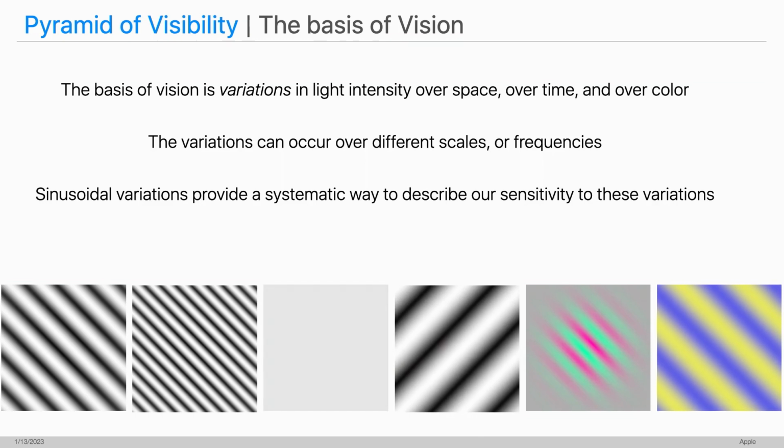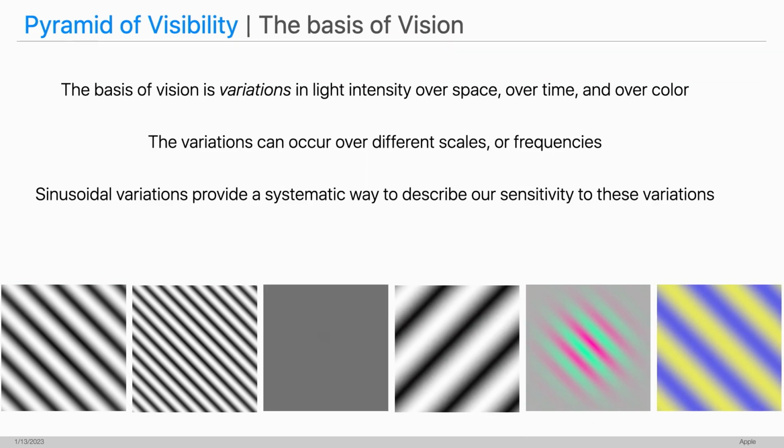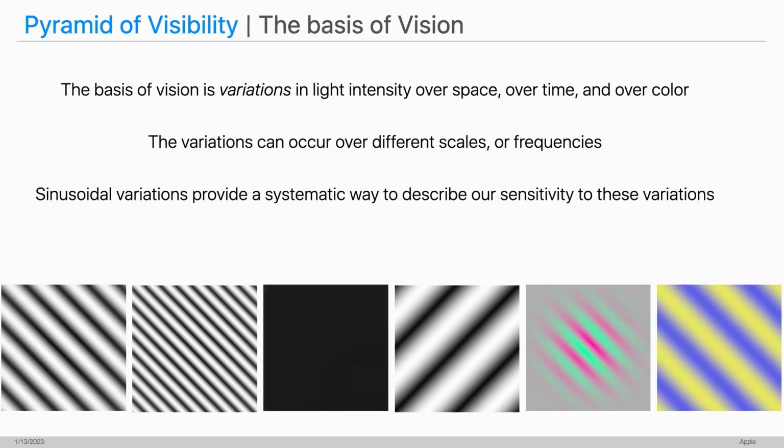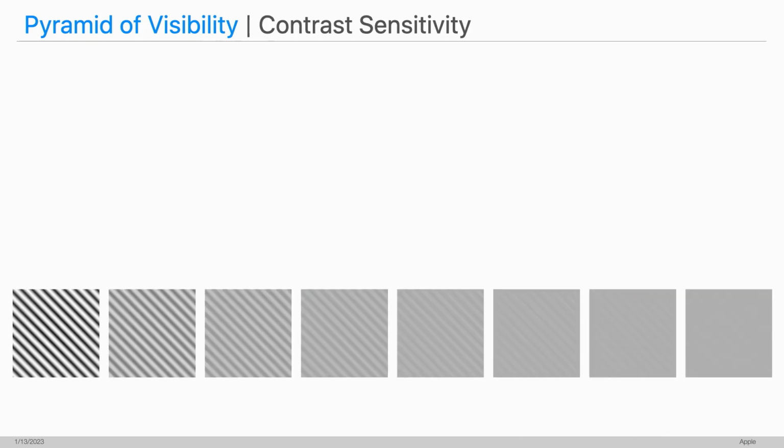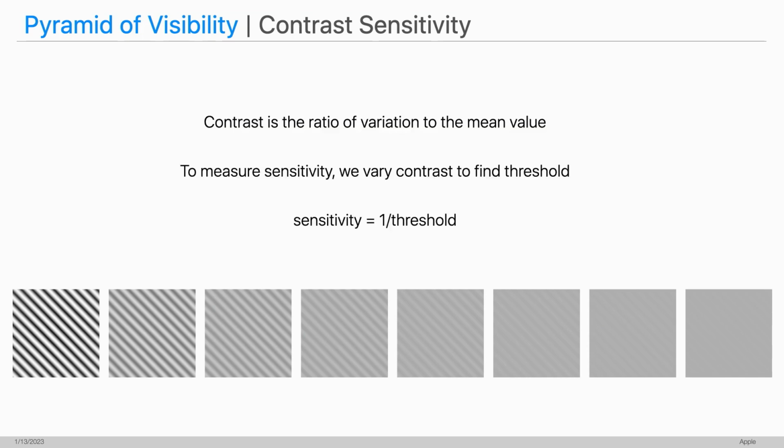Now, we'd like to know what is the sensitivity to these various modulations of luminance or color over space and time. And the way we measure that, of course, is using what we call a contrast sensitivity measurement, where we gradually reduce the contrast of a signal until it's just visible, and at that point, we call that contrast the threshold, and the inverse of that is the contrast sensitivity.